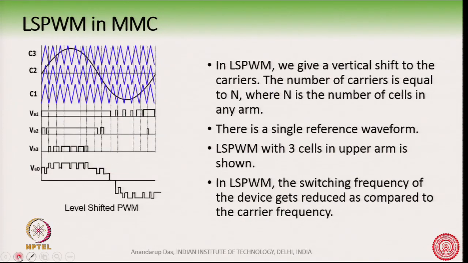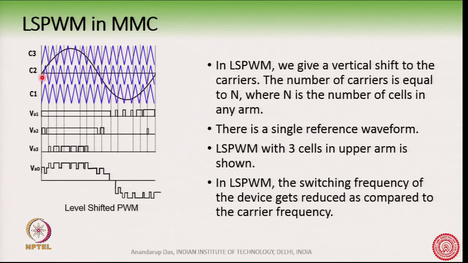Now, what happens in level shift PWM? Exactly the same, but here what we give is a vertical shift to the carriers. Okay. So, for the level shift PWM, there is one reference waveform which we will use for switching all the cells. The cells will have individual carriers, and these carriers are vertically shifted. Say for example, for cell 1 this is the carrier, for cell 2 this is the carrier, and for cell 3 this is the carrier, but there is only one reference waveform.